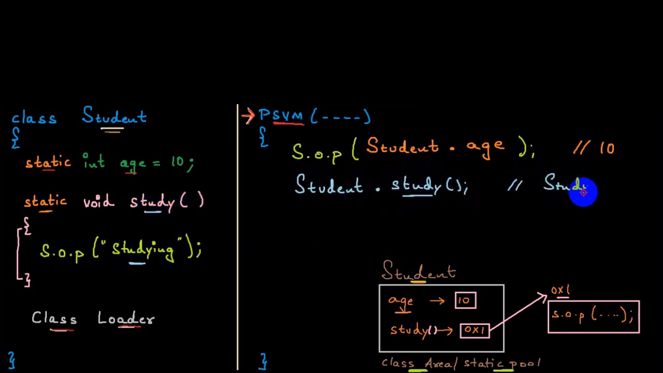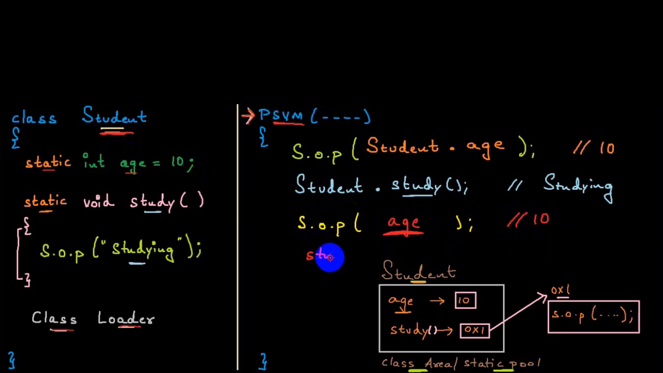So if it is non-static, you have to create an object. If it is static, you have to access it with the help of the class name. But static properties, if you want to access them in the same class, you can do it directly as well. You will simply write age over here. Internally, it will be considered as class name dot age automatically. So I'll get the output as 10 only.